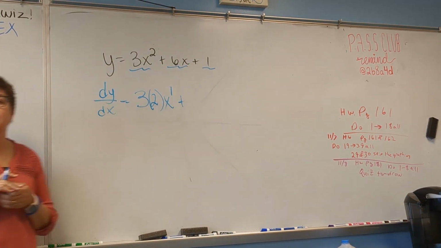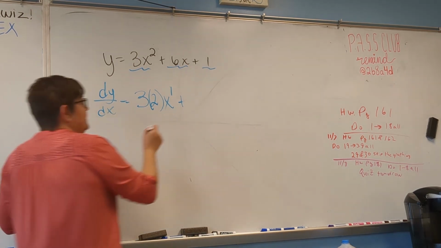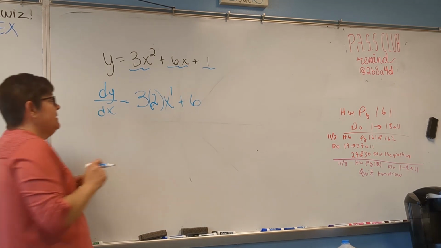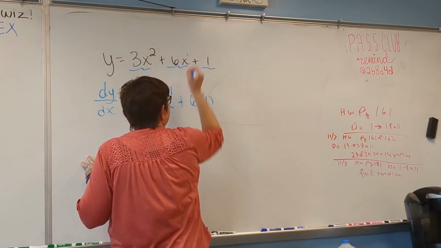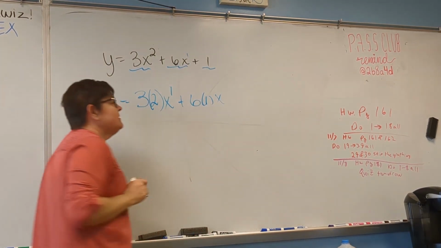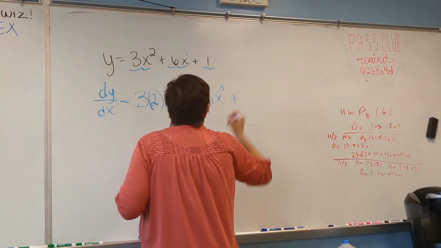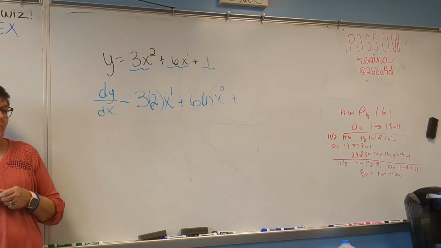Next guy. What do we do with that? Bring down the 6. Then what? So bring down a 1 because the exponent's 1. Rewrite the x, and then it's to what power? 0. And then last but not least, what's the derivative of 1?